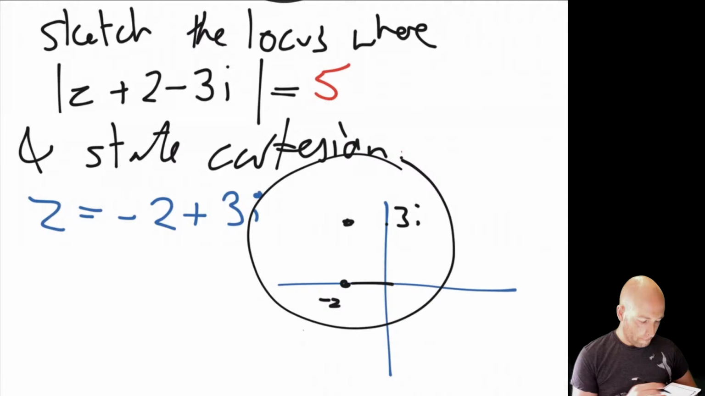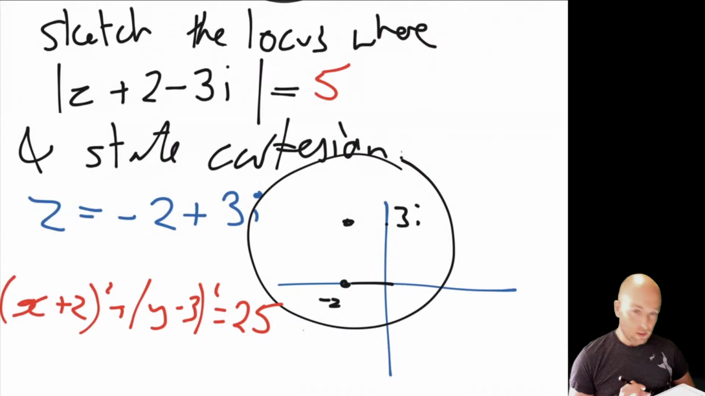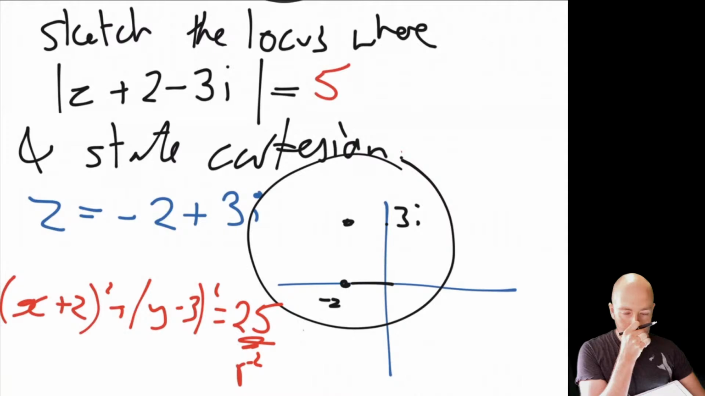Like that. I was doing the next bit. So we should get x plus 2 squared plus y minus 3 squared equals 25. So the radius is 5, but in a circle equation, remember this is the radius squared there. Is everybody happy with that? Has anyone got any questions? Are you guys ready to move on?